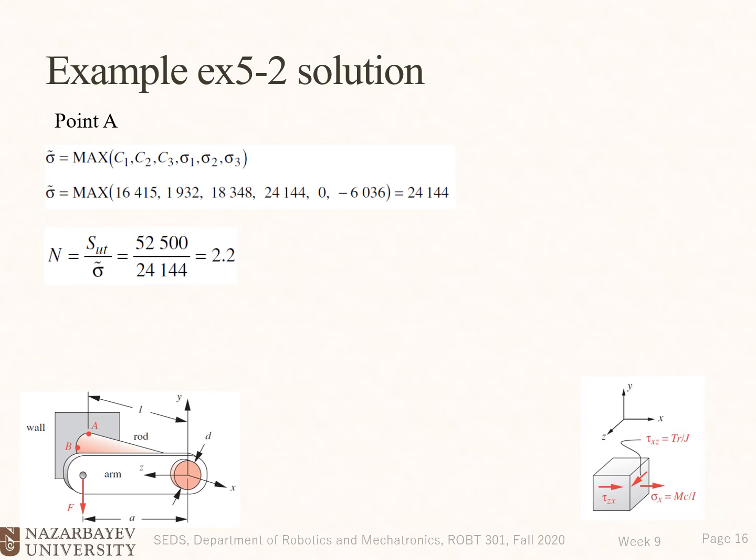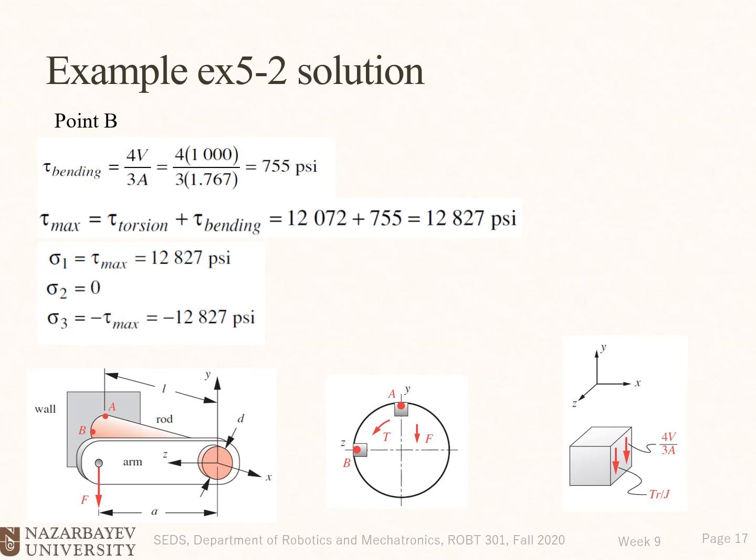That was for the point A. So we are done with the point A. We could move on to the point B. For the point B, we have a bending shear stress, and that is equal to 4V divided by 3A. And we have also the torsion torque, and the maximum shear stress is equal to this number.